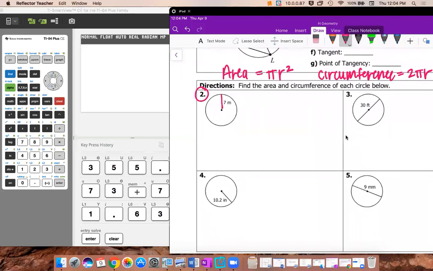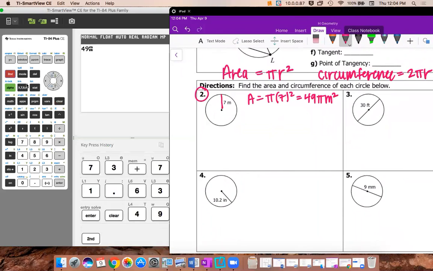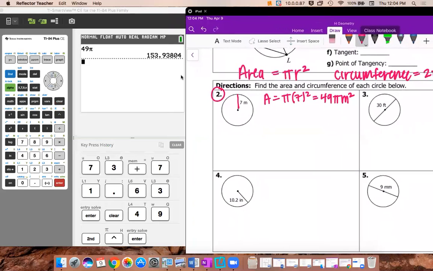We already have the radius in this one. Our radius is 7. So to get the area, it's just going to be pi r squared, which in this case is 49 pi meters squared. If you want to make that not exact, you can plug that into your calculator and make it a decimal. So you do 49 and then pi, and let's round to 2 decimal places. That's 153.94 meters squared. I don't really care what you do. Either one of those is totally fine. This one's exact and this one is rounded.